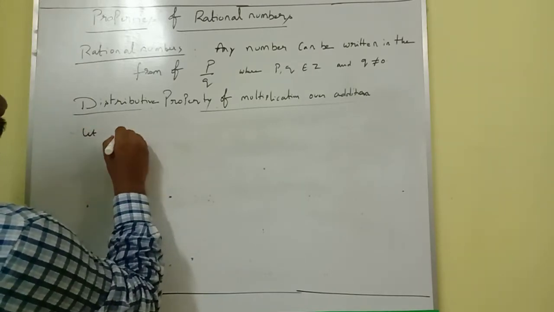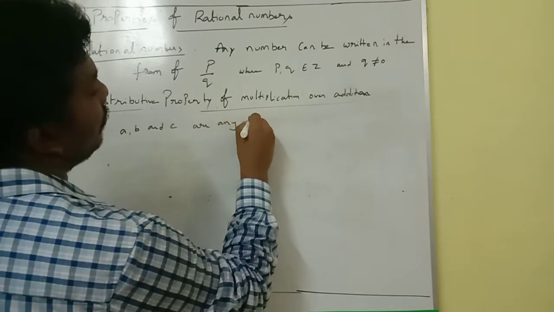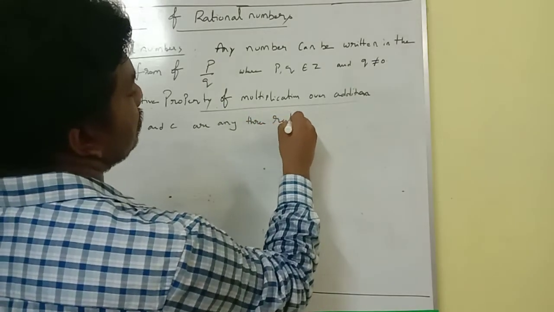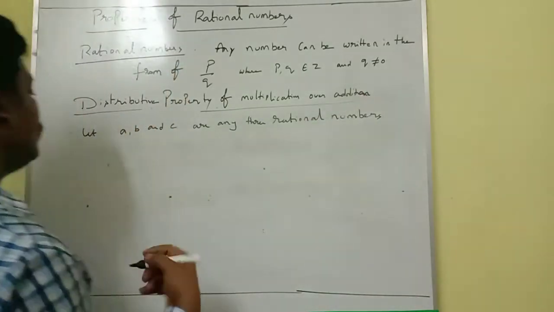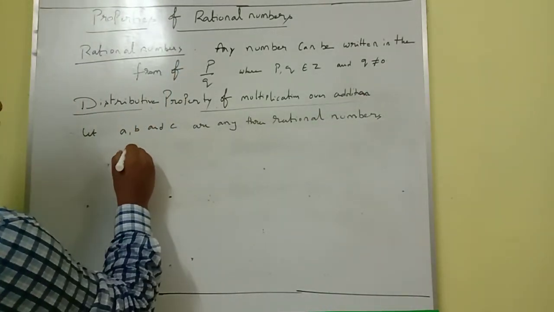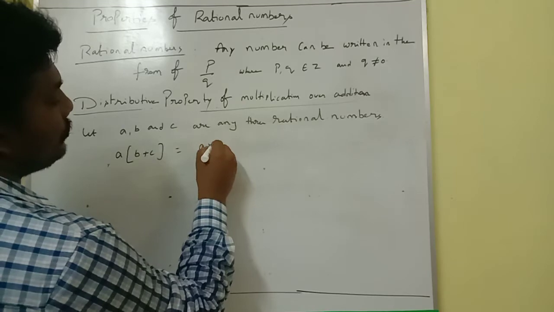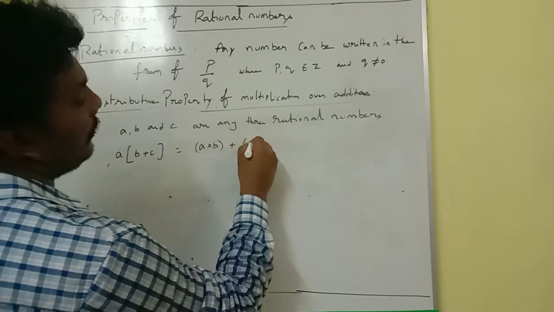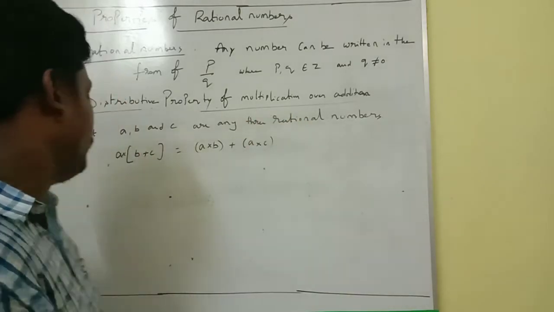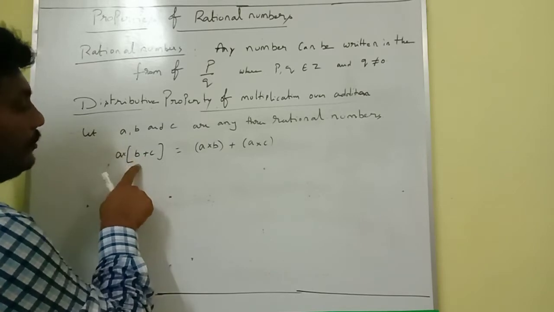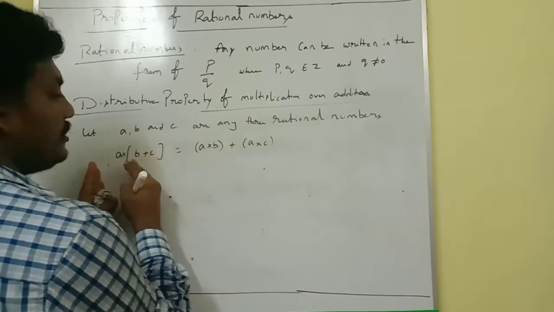Let A, B and C be any three rational numbers. Then A into (B plus C) is equal to A into B plus A into C. This is the distributive property. If A is multiplied with both B plus C, then A is distributed to B and A is distributed to C.